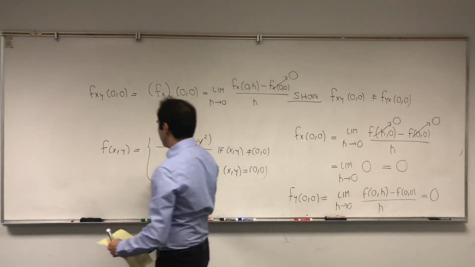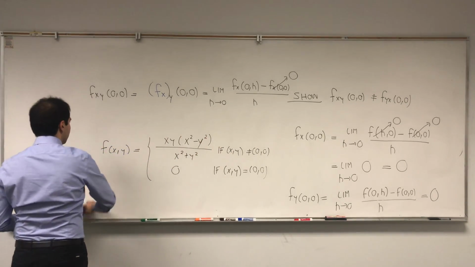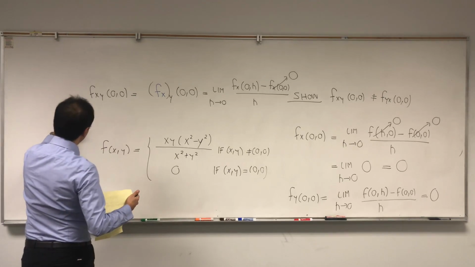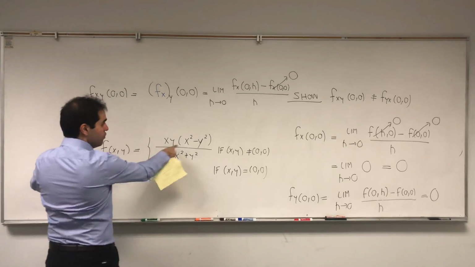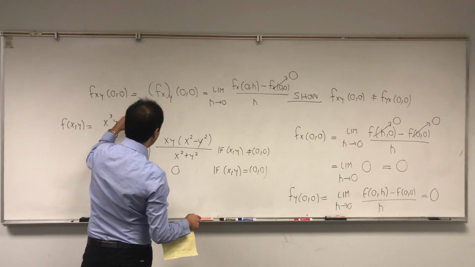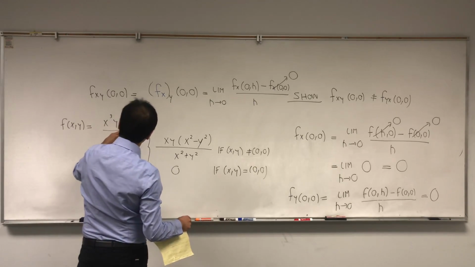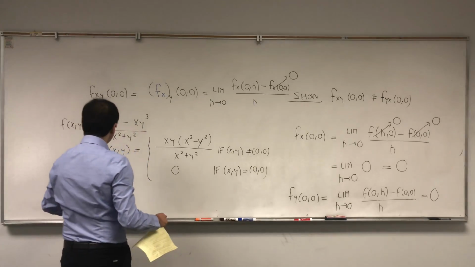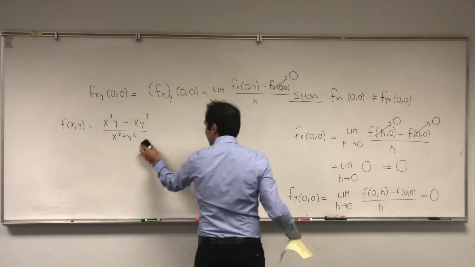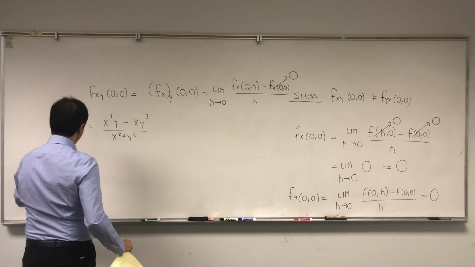So all that we need to do is differentiate that with respect to x. Take f(x,y) to be, if you expand this out, (x cubed y minus x y cubed) over (x squared plus y squared). Now take that and differentiate it with respect to x. So f_x(x,y).